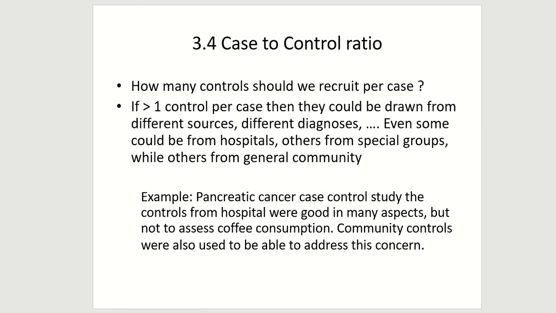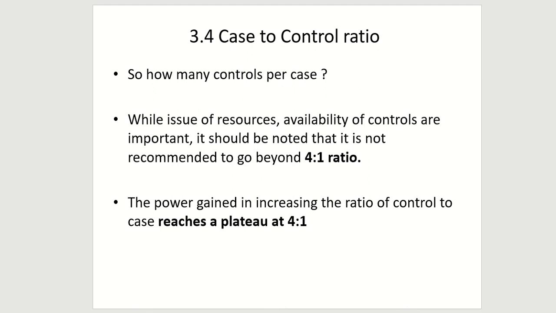So as I said, if more than one control per case, then they could be drawn from different sources, different diagnoses. Some can be from hospital, others from special groups, while others from the general community. For example, in a pancreatic cancer case control study, the controls from hospital were good in many aspects, but not to assess coffee consumption. That's why community controls were also used to address this concern. So you have different controls, each with its own advantage, and you can utilize that to the advantage of your study.